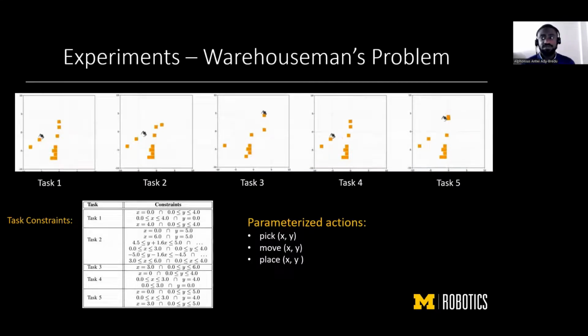We evaluate GTP-MIP on a simulated warehouse rearrangement problem, where the robot is tasked to rearrange boxes to satisfy specific geometric task constraints. The geometric task constraints for this particular experiment are listed in the table below. GTP-MIP is able to generate an optimal task plan with optimal parameterized actions that satisfy all the geometric task constraints.